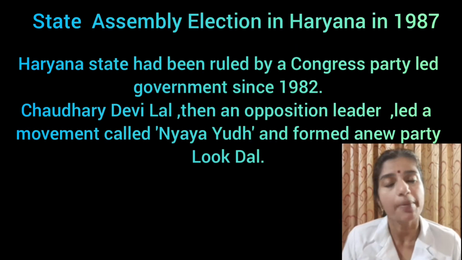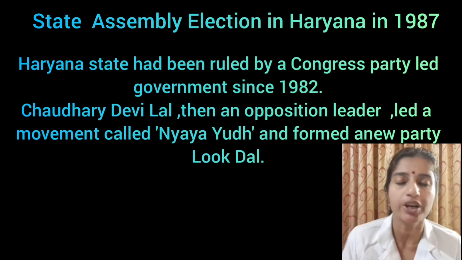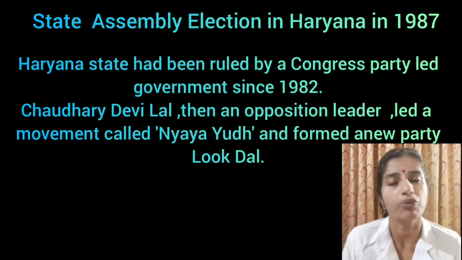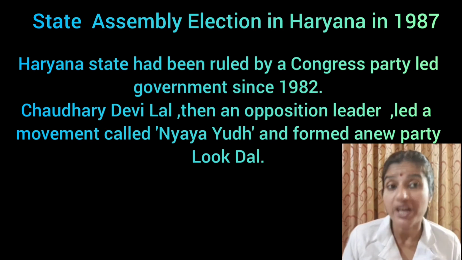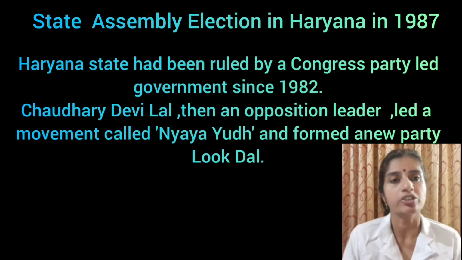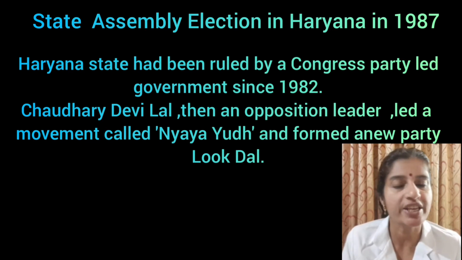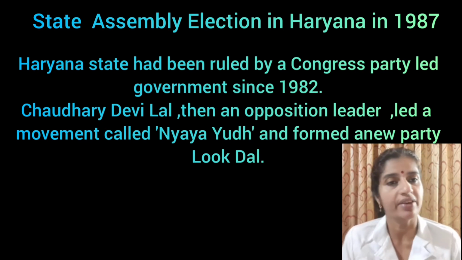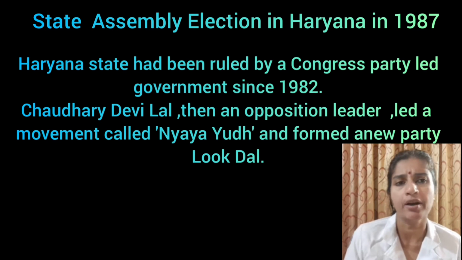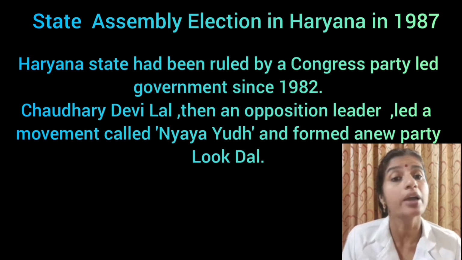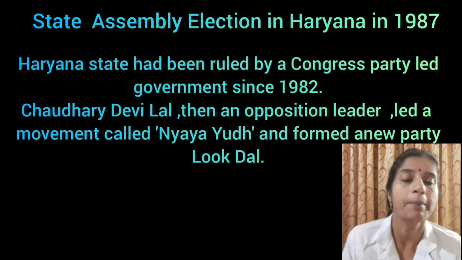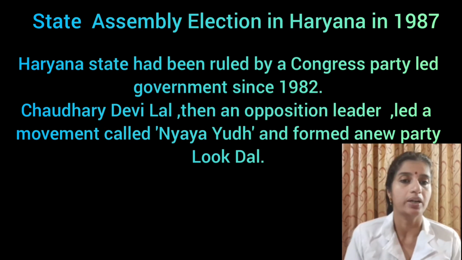We begin this chapter with a newspaper report. It is about the State Assembly election in Haryana in 1987. Let's check the result of that election. The state had been ruled by a Congress party led government since 1982. In 1987, Chaudhary Devilal, then an opposition leader, led a movement called Nyaya Yudh. It means struggle for justice, and formed a new political party called Lok Dal.